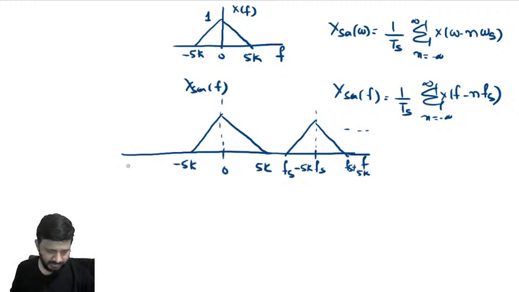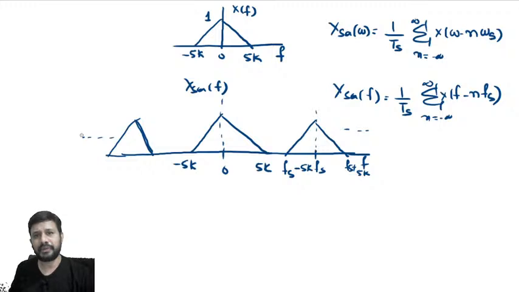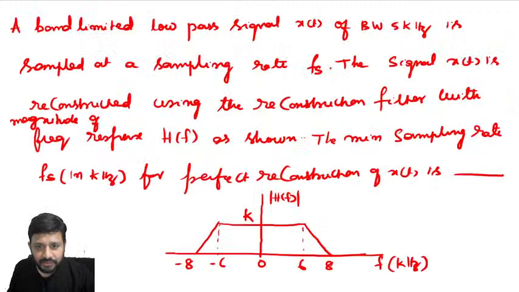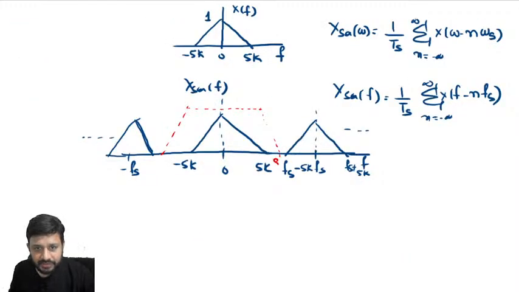Any answers, or is nobody giving answers? What happened? Now this kind of periodical repetition is going to come, also at minus fs. Now he is passing this through a filter like this. In order for perfect reconstruction, what is this value? This one is 8k, this one is minus 8k.